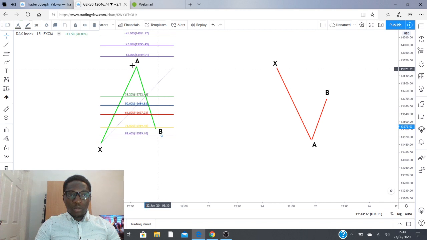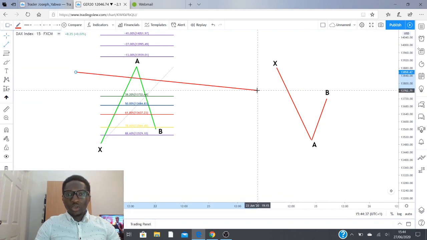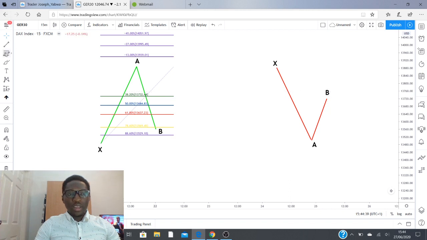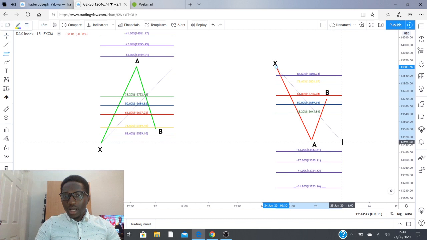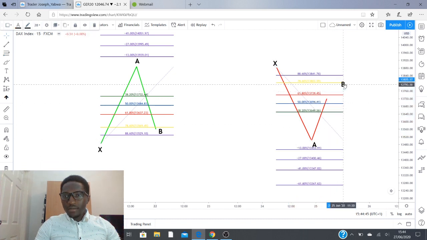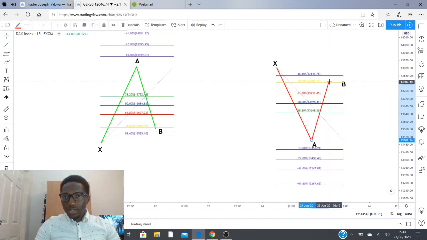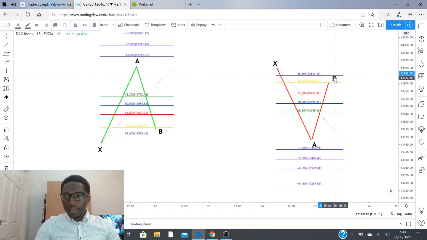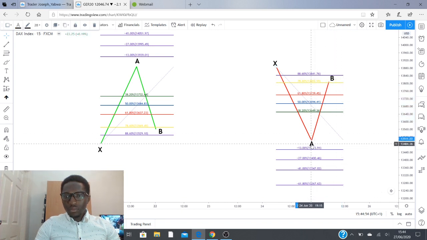Okay, then you got the B point. So we're gonna do the same for the B leg as well. We bring in our Fibonacci, we draw the X to A leg, and we're looking at the 786 retracement, that yellow line up there, and that's where B is gonna be at. So now that's the first and the most important rule.